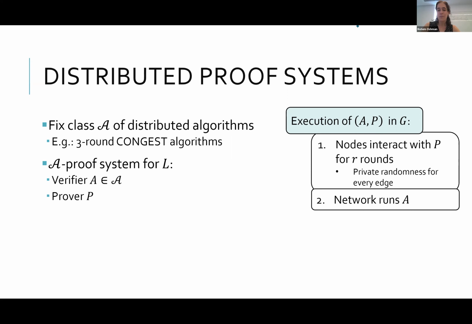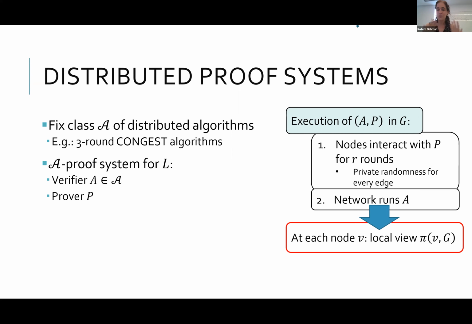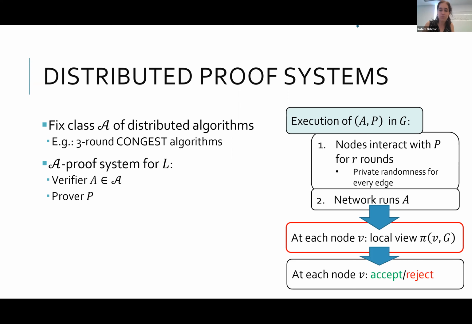So all of this interaction and talking to our neighbors generates a view where we can record everything we sent to the prover, everything the prover sent back to us, and then everything we sent to our neighbors and what they sent to us. And out of that, you're going to decide what to do. Are you convinced or are you not convinced?